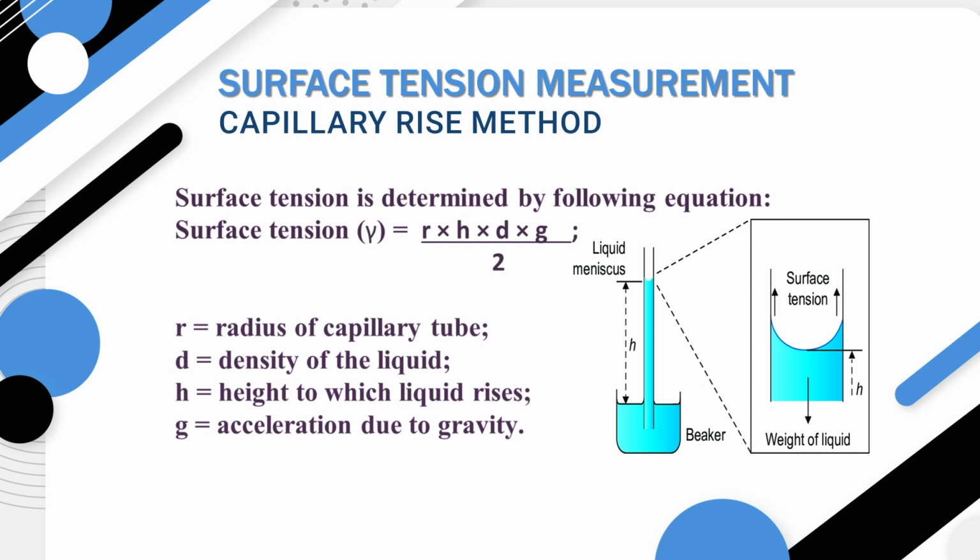r is the radius of the capillary, h is the height by which the liquid rises. If it is water, how much water has risen; if it is alcohol, how much alcohol has risen. So you know the height that the liquid has gone up in the capillary. d is the density of the liquid, that you know, and g is gravity. So multiply all four of them and divide by 2, that is the surface tension.